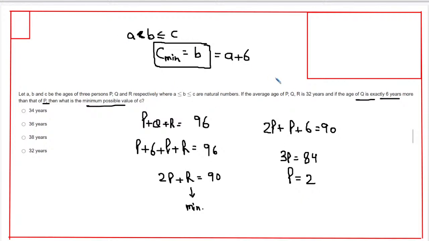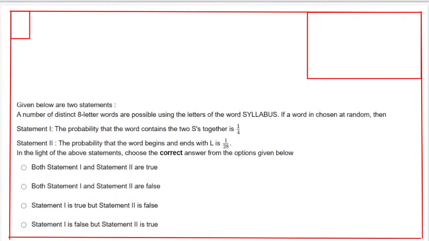28, or sorry, 28. So what is the value of R? R is what? 28 plus 6, 34. So 34 is the answer for this question. A good question. And such type of question was there in our CAT exam this year. Try this one out.